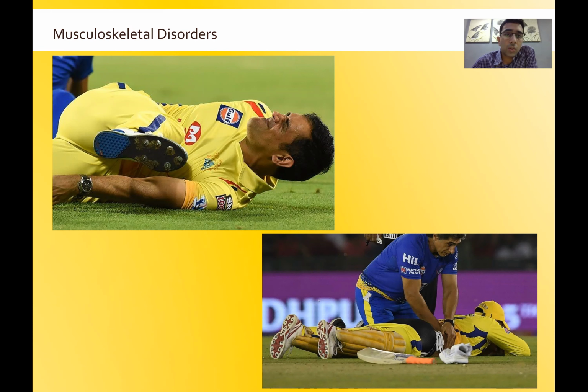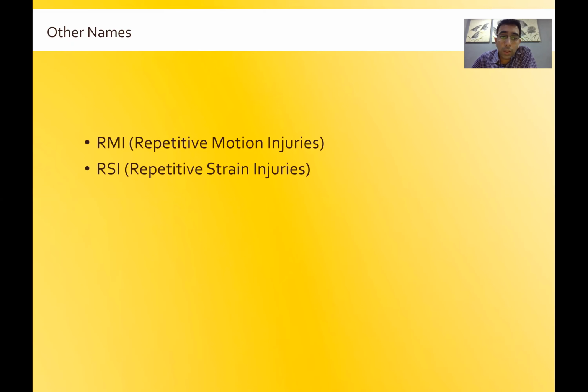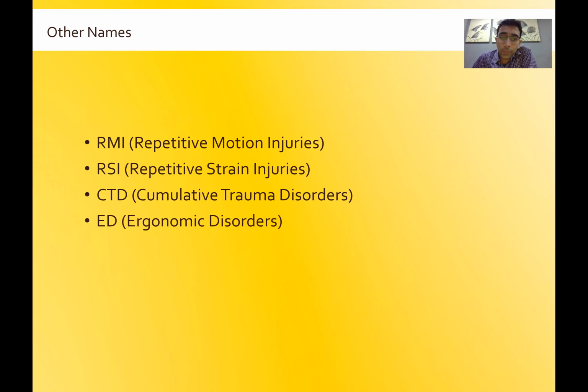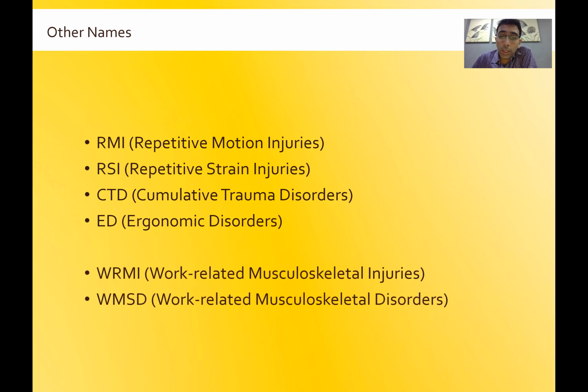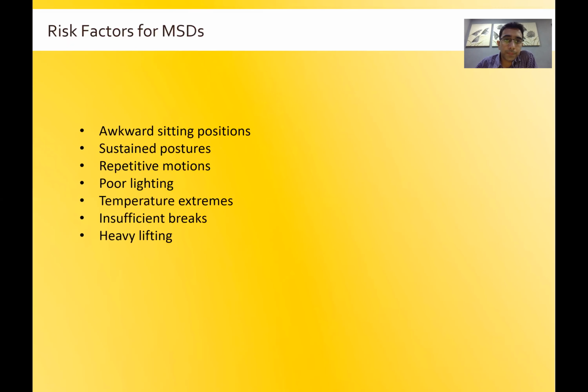But what does this mean? Musculoskeletal. Musculo means muscles, and skeletal means the skeletal system, including the bones and the joints. And a disorder obviously is any abnormality in this particular system. Other names for this are RMI or repetitive motion injuries, RSI, repetitive strain injuries, cumulative trauma disorders, ergonomic disorders, or work-related musculoskeletal injuries or musculoskeletal disorders. So these are all different names for the same thing, and we can use a panacea term, that is MSD or musculoskeletal disorders.